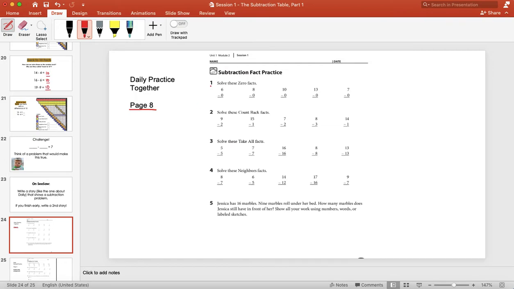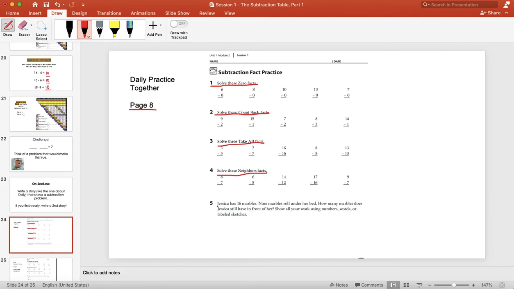So this is pretty easy. You're going to solve the 0 facts, solve these count back facts, solve these take away facts, and solve these neighbors facts, and then you have a word problem down here. Okay, so you should be able to solve those facts, and let's go over the word problem.